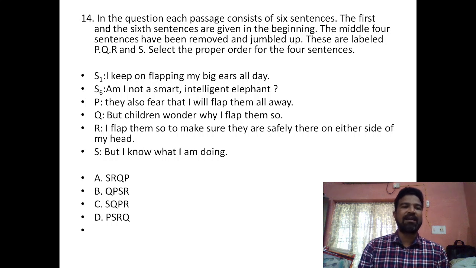S1 and S6 are given. The first sentence of the passage is S1. The last sentence of the passage is S6. In between, P, Q, R, S are given, which you need to put into the right order. So here we go. I'll read it for you. S1: I keep on flapping my big ears all day. That is the beginning of the passage. The last sentence is, am I not a smart and intelligent elephant? P: They also fear that I will flap them all away. Q: But children wonder why I flap them so. R: I flap them so to make sure they are safely there on either side of my head. S: Yes, but I know what I am doing. Here we go.